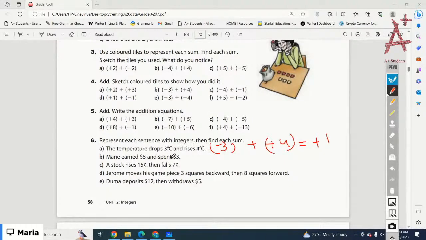Then Mary earned $5, that is positive, and spent 3, that would be negative. So pair of 3 positive and 3 negative makes 0. You are left with +2. Then Duma deposits 12, that means +12, and withdraws 5, that would be negative. So pair of 5 positive and 5 negative makes 0. You are left with 7 positive tiles, right?